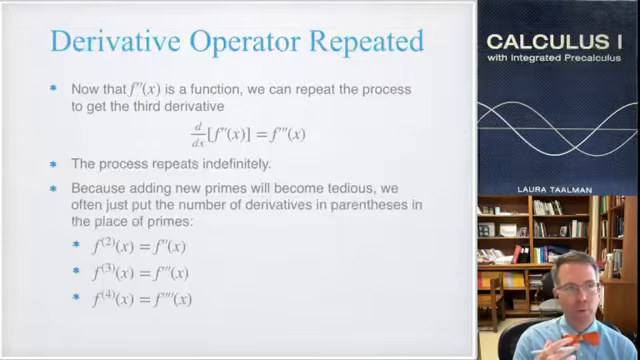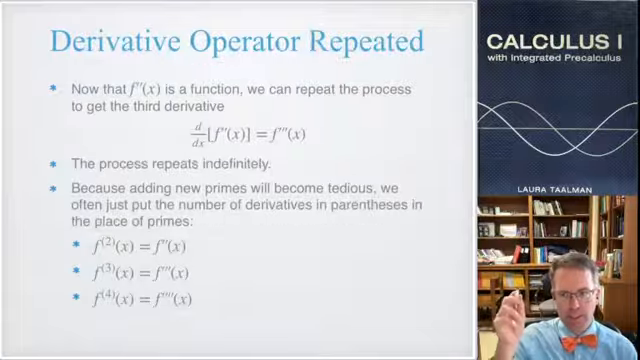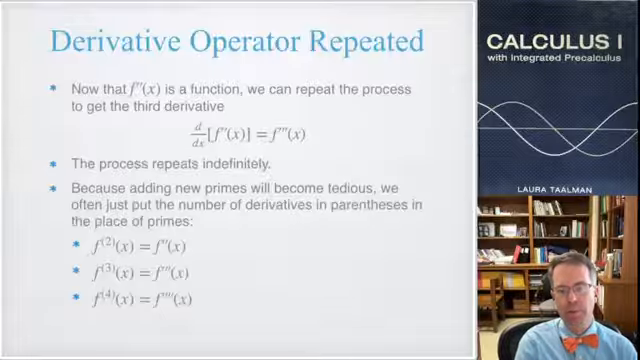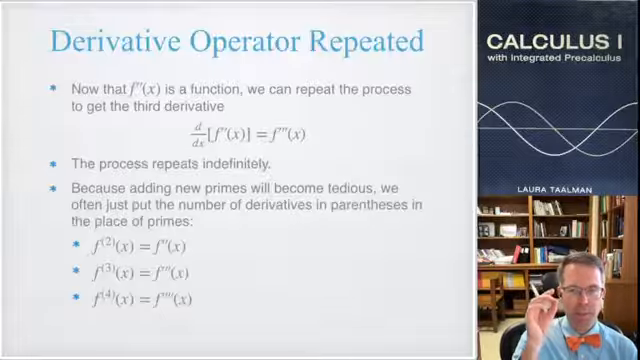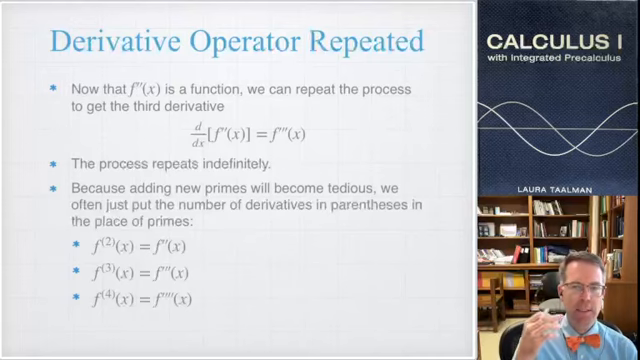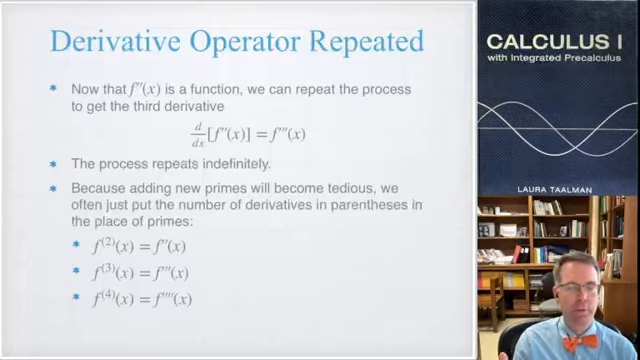So writing a little tick mark, an apostrophe, gets hard to keep track of. And so once we start getting into high derivatives, we usually don't write tick, tick, tick, tick. We instead put in parentheses the number of derivatives we're finding. So f parentheses 2 of x is the second derivative, and f parentheses 3 of x is the third derivative. f parentheses 4 of x is the fourth derivative. So these are higher order derivatives.